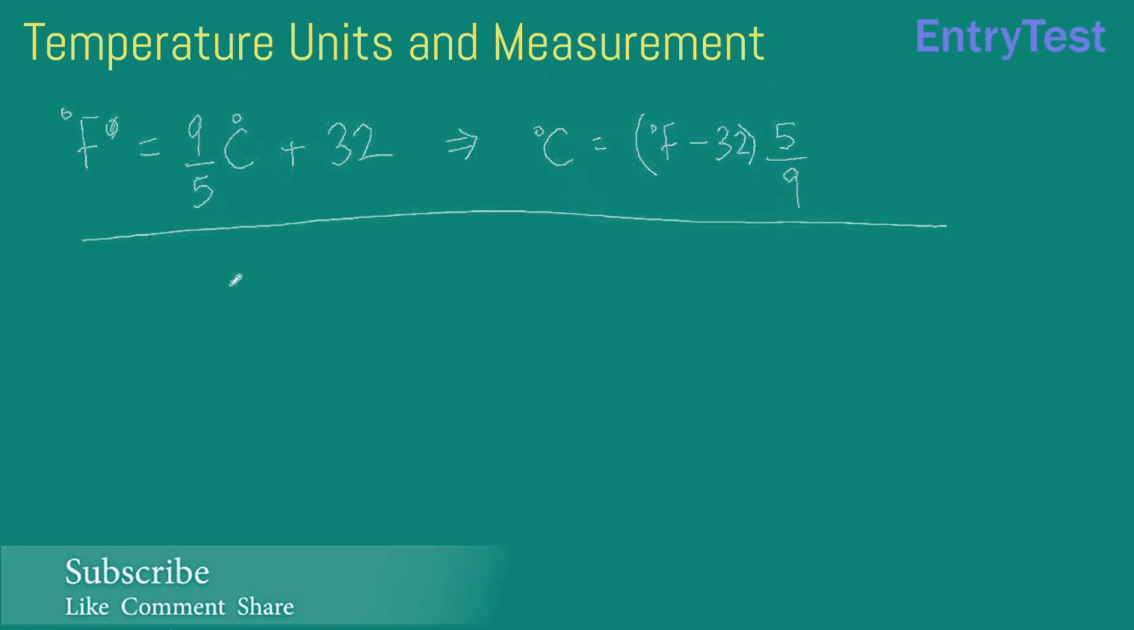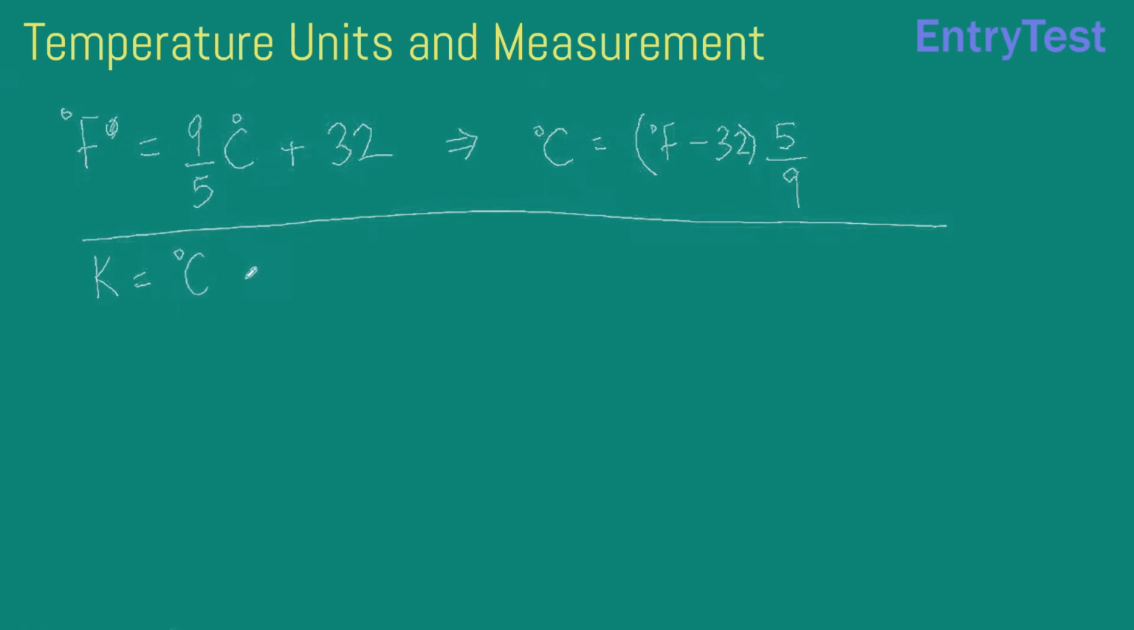The most important conversions are between Celsius and Kelvin. So the temperature in Kelvin, and Kelvin does not use a degree, is equal to the temperature in Celsius plus 273. It's actually 273.15, but for calculation purposes, you can use 273. Similarly, the temperature in Celsius is equal to the temperature in Kelvin minus 273.